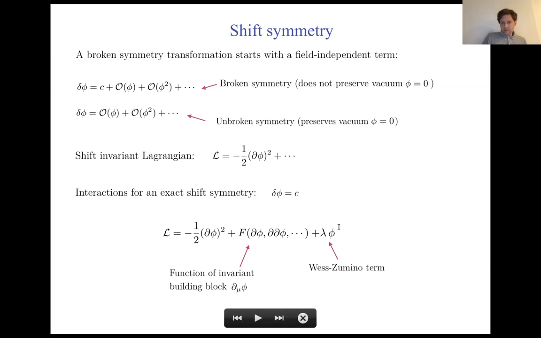But there's one particular interaction which is interesting. It's not exactly invariant. It's only invariant up to a total derivative, and it has fewer derivatives per field than any of the actual invariants. So this is known as the Wess-Zumino term. In the case of a simple shift symmetry like that, it's just the linear in phi term.